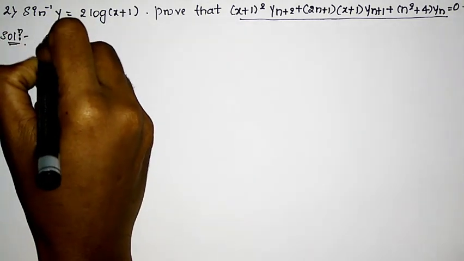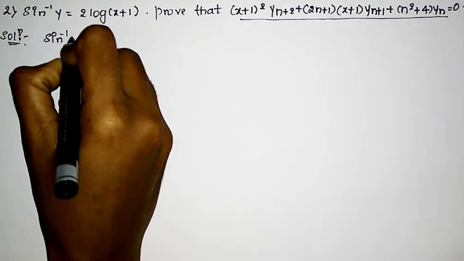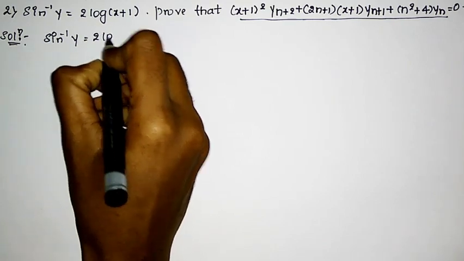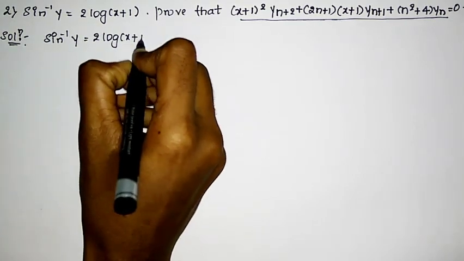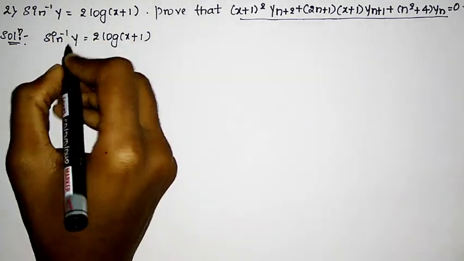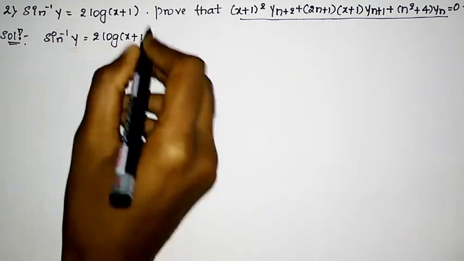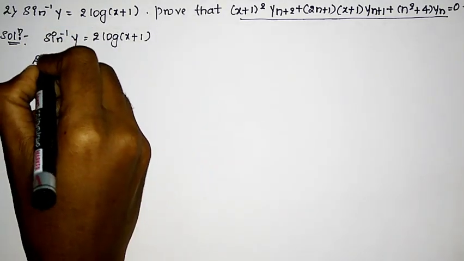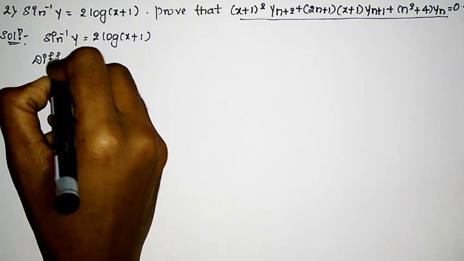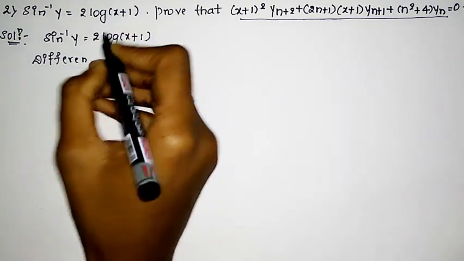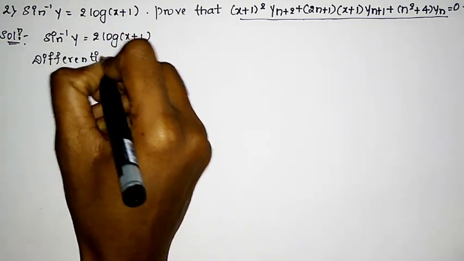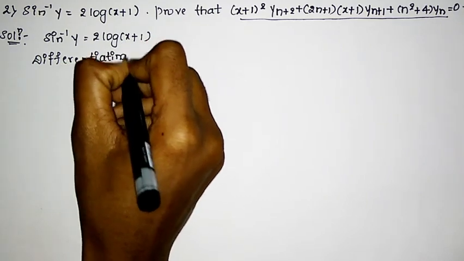So initially the given equation is of the form sin inverse y is equal to 2 into log of x plus 1. So first, to apply the Leibniz theorem we need to differentiate the given equation. Then we need to apply the Leibniz theorem. So first differentiating with respect to x.